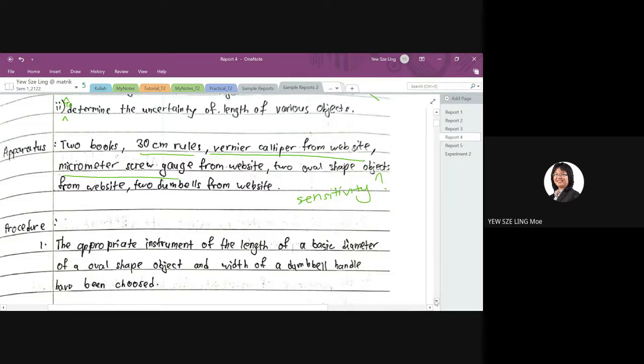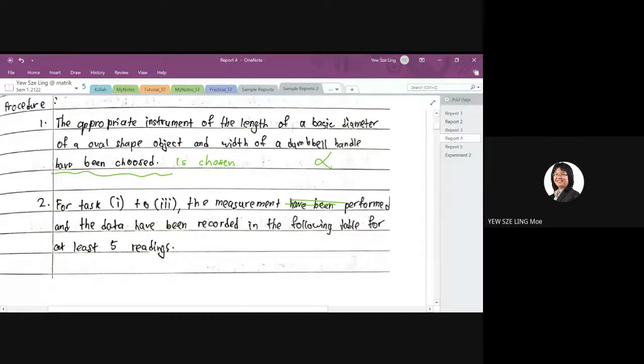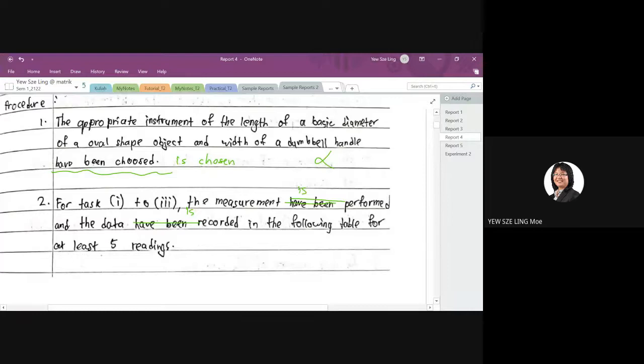All right, let's see the procedure. "The appropriate instruments of the length of a basic shape and a dumbbell has been chosen." Again, you see this one is wrong. It should be "is chosen." The way you changed it to passive, present simple tense is wrong. For task 1 to task 3, the measurement is performed or are performed, depending on how many measurements you are recording. So the data is recorded in the following table for at least 5 readings.